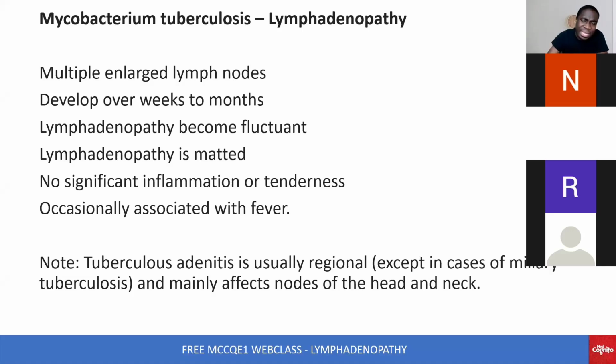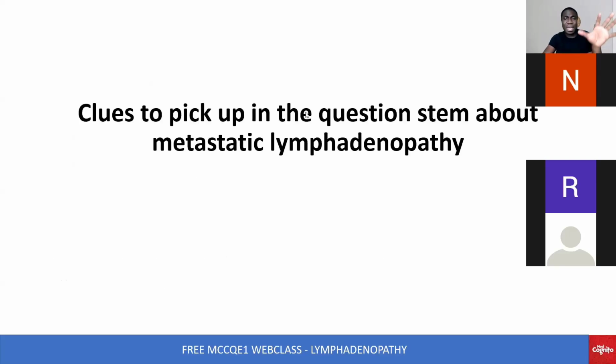And occasionally the patient has night sweats or fever. So what you have to know is that tuberculosis adenitis is usually regional, except one case. Even when you're looking at the differentials and the options, and it says that the lymphadenopathy is only in one area, if you choose something like miliary tuberculosis, you know you are wrong, because miliary tuberculosis will present with generalized lymphadenopathy. So I'm trying to let us pick up on exam taking strategies as well.